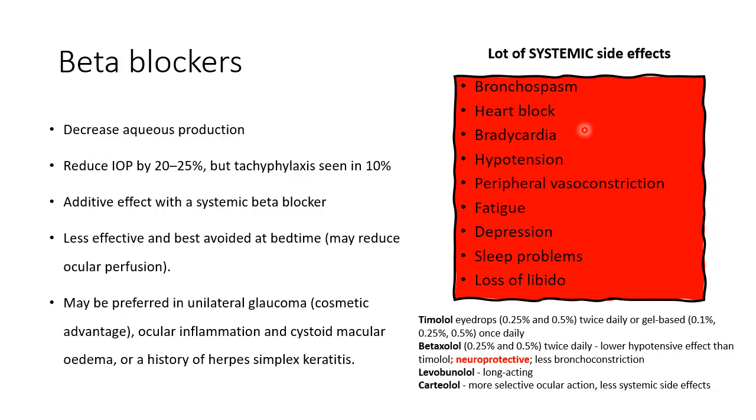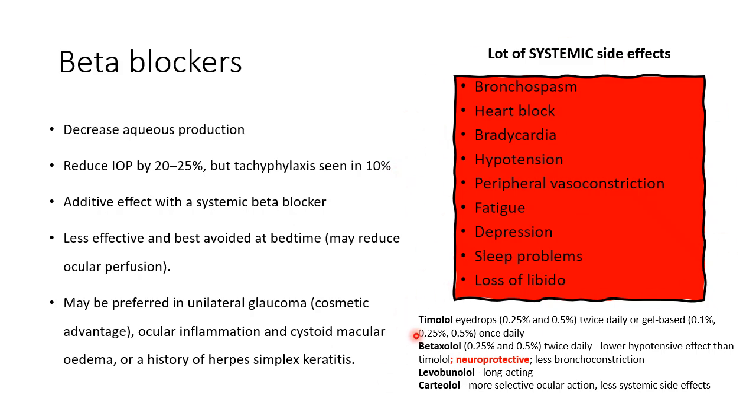So beta blockers, especially timolol, the non-selective beta blocker. Because of beta 2 blockade, it's going to cause bronchospasm. That's why it is relatively contraindicated in asthmatics, heart block patients, bradycardia, hypotension, and peripheral vasoconstriction mediated by the alpha receptors, and then some receptors in the CNS also, causing fatigue, depression, sleep problems, loss of libido, and so on and so forth. Very, very important systemic side effects.